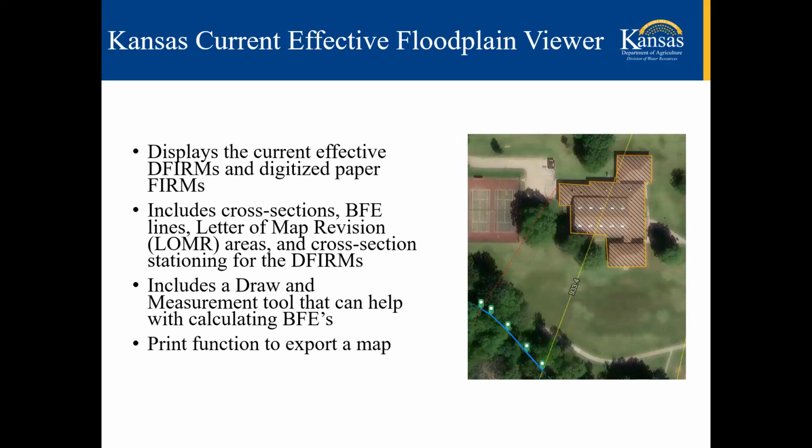It displays the current effective DFIRMs and the digitized paper FIRMs that we have. So there are areas with paper maps. We did put those on there as a layer that's available. It includes the cross sections, the BFE lines, the approximate BFEs, the LOMR (letter of map revision) areas, and then we have the cross section stationing. Again, it includes draw and measurement tools that can help with calculating BFEs, and then the print function to export a map of an area.